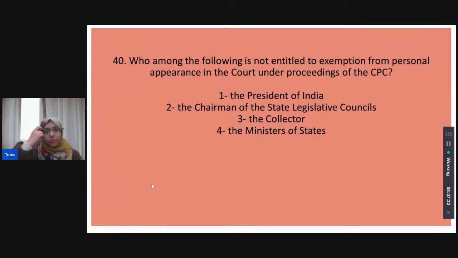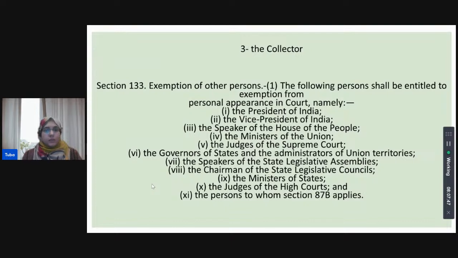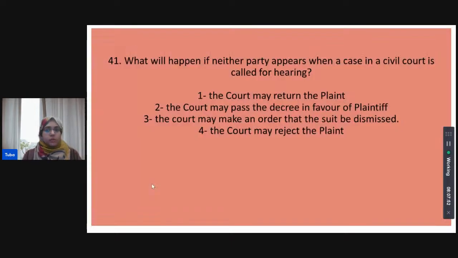Sorry, not exempted from presence. So, who is not allowed to be absent? The collector: there is no such provision. The collector is not given such an exemption. However, the president, the chairman, and the ministers of states are. This is Section 133, which provides for the list of people who are exempted from personally appearing in the court.